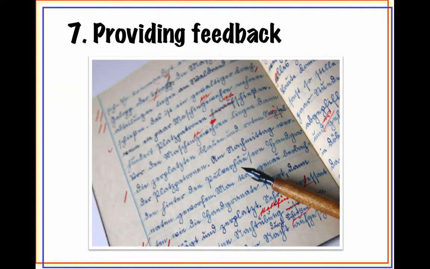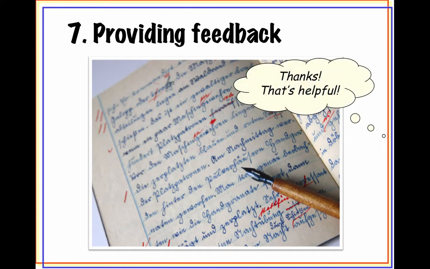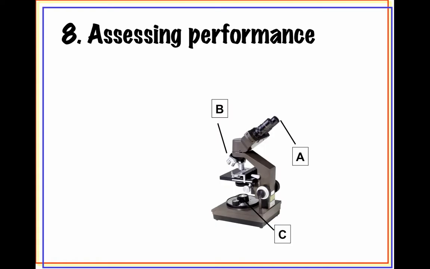Providing feedback is an essential part of Gagne's 9 events. It really helps when you can see your mistakes. Assessing performance is a critical step to make sure that both your instruction works well and that the student is learning what they need to learn.